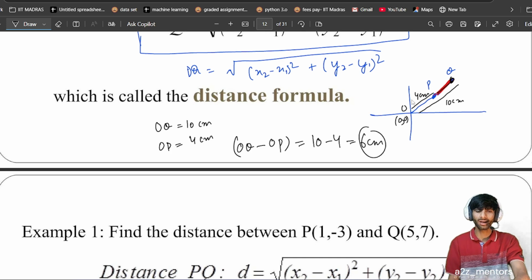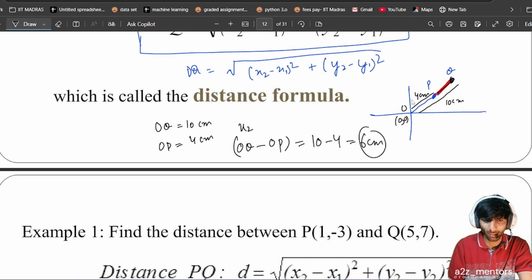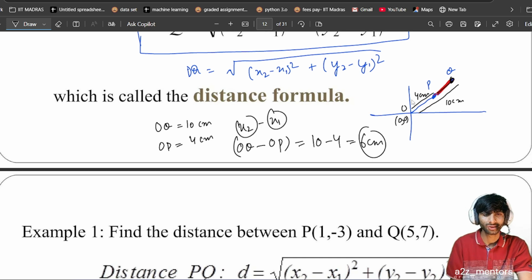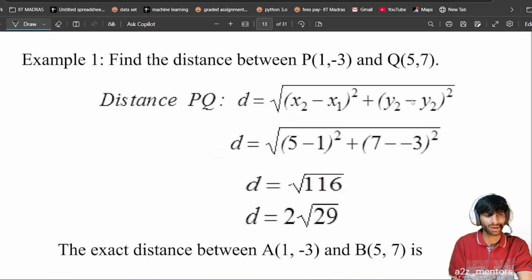Now you got the idea why we are using x2 minus x1 or y2 minus y1. Okay, so you got the idea. You will remember this thing. We'll take a simple example from your NCERT also.